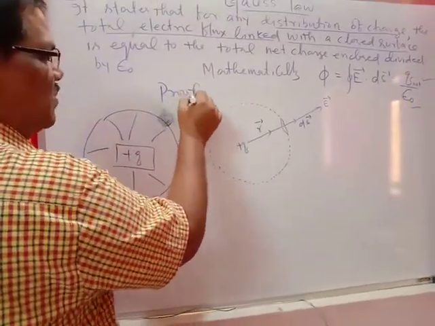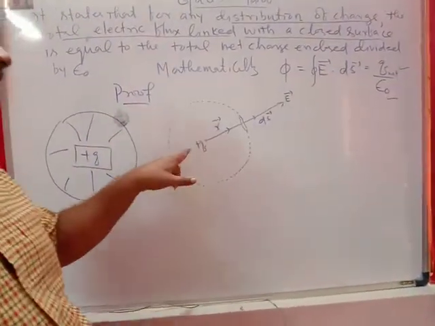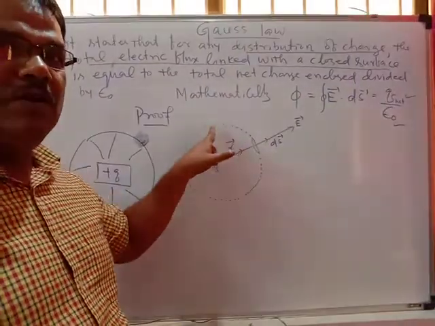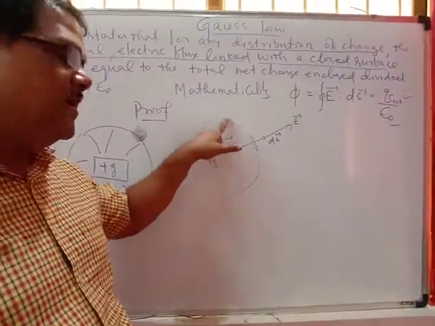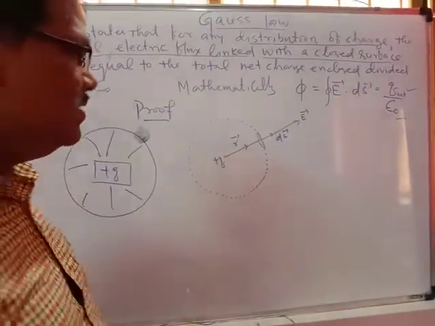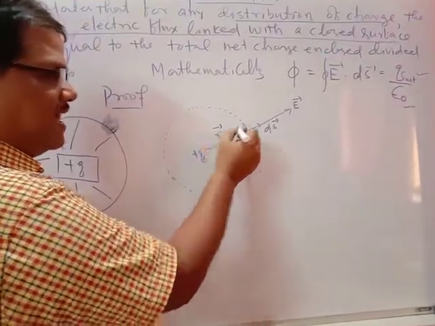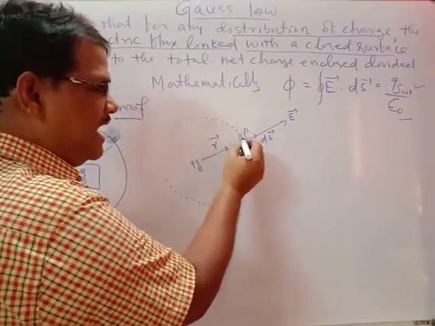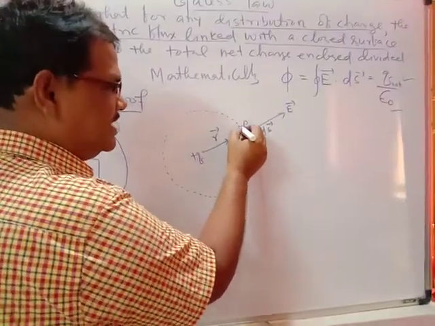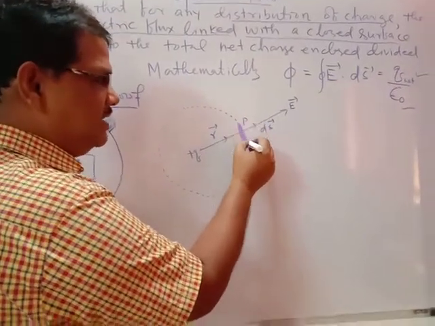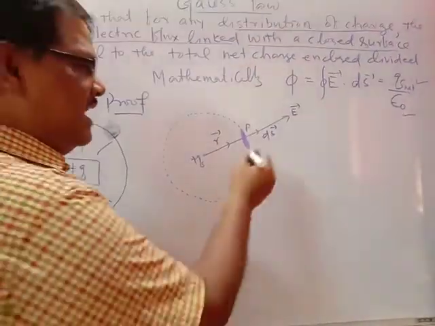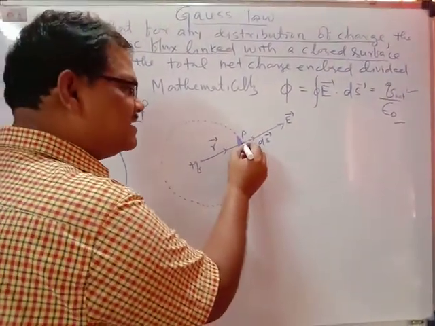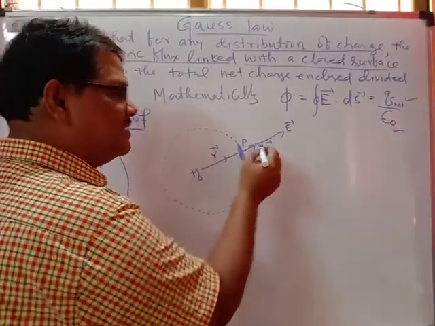Proof. What is the proof? Let an isolated charge plus q be enclosed by a spherical surface. We are enclosing the plus q charge by a spherical surface whose radius is r, that is the r vector. If you consider one point P on the surface, you take an elementary area at point P, and that area equals ds, and automatically the areal vector will be perpendicular along this direction. So this is the direction of areal vector ds vector.